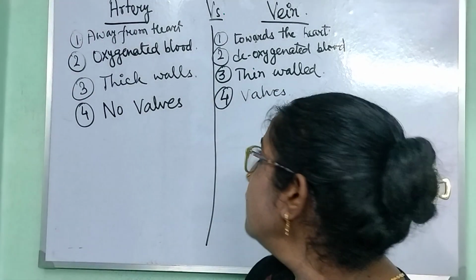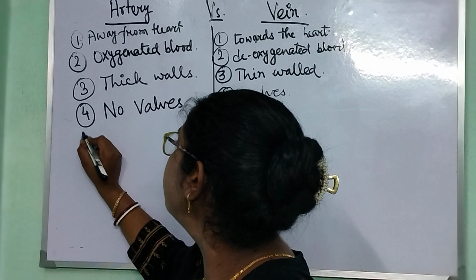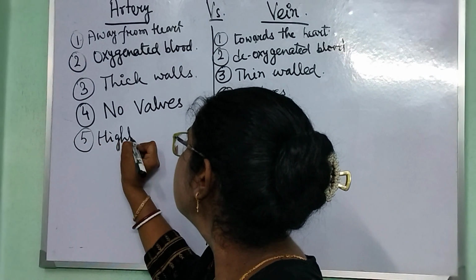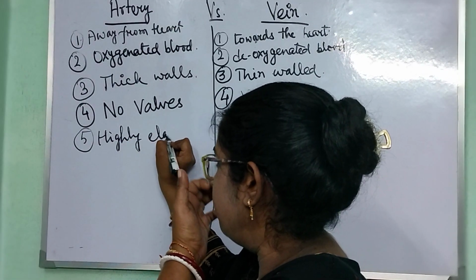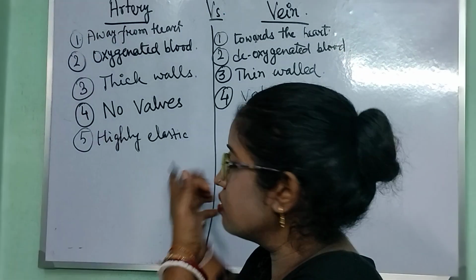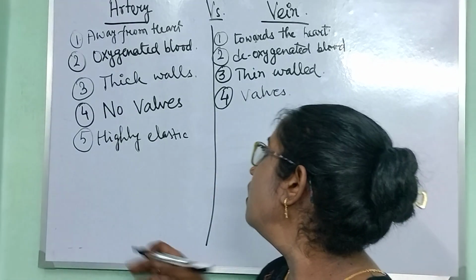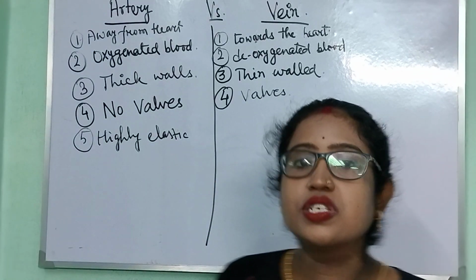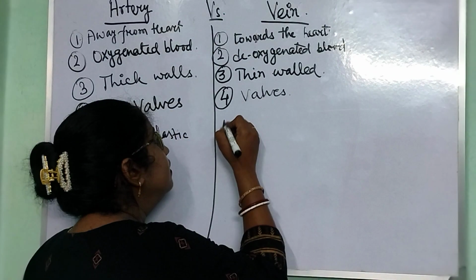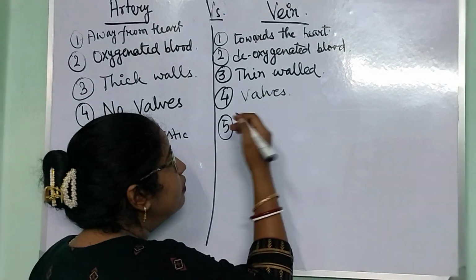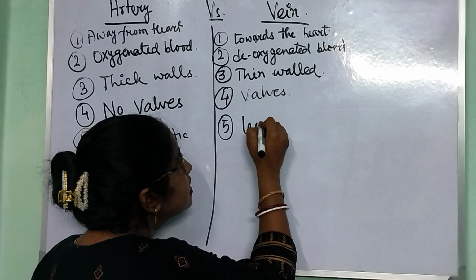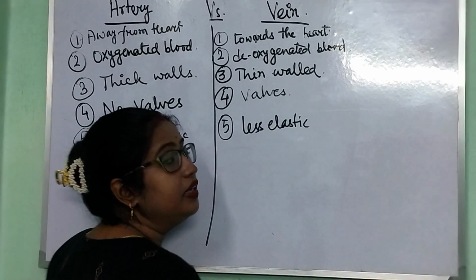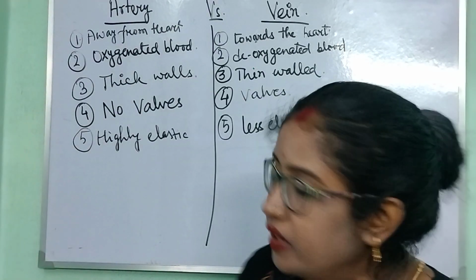Then the walls of the arteries are highly elastic. Both walls are elastic in nature, but the walls of artery are highly elastic in nature, whereas the walls of veins are less elastic in nature.